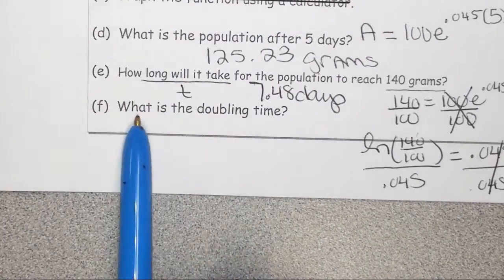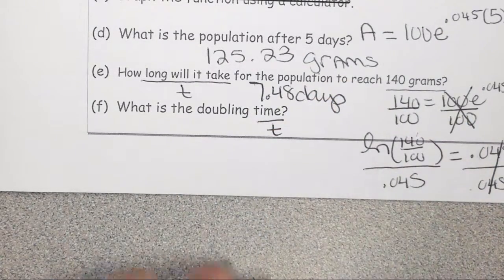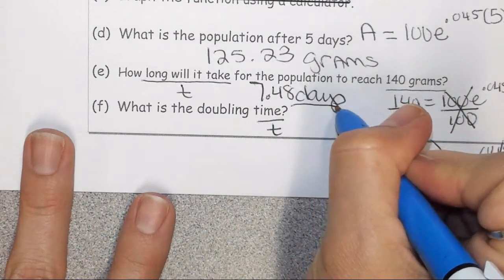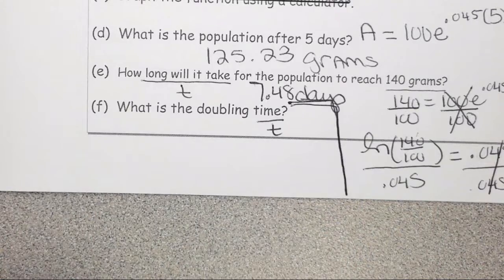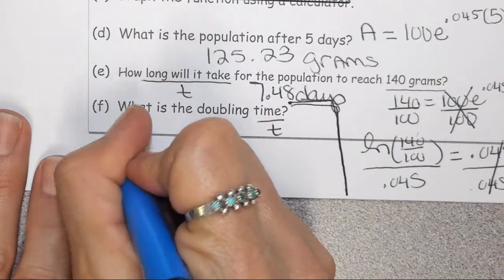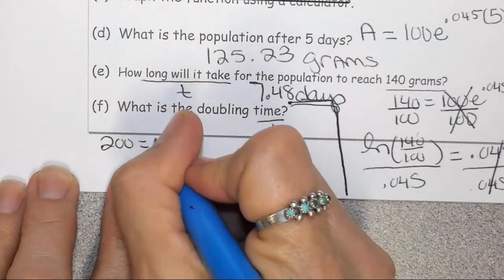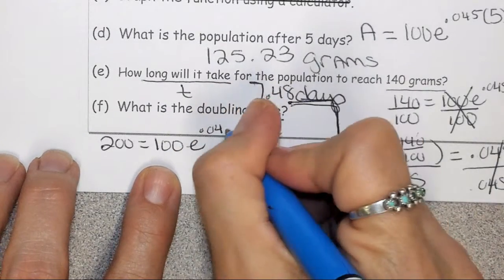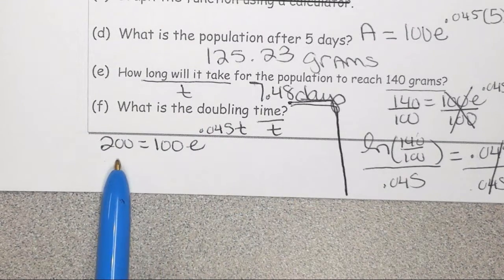It wants to know what is the doubling time. So I'm looking for t again. And this time they're asking me about doubling. Doubling what? Doubling the original. The bacteria. Yeah, the original. And how much did I have originally? 100. So if I double it, I have a 200. So we want to know, when am I going to get to 200? So 200 equals 100 e to the 0.045 t. It's the exact same type of problem, except now I have a 200 over here. So I'm going to follow the exact same steps.